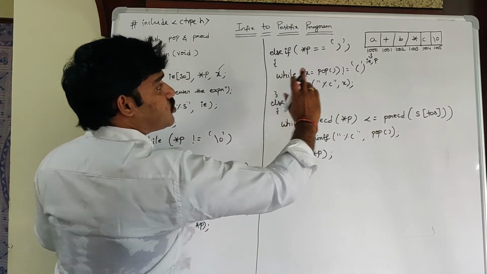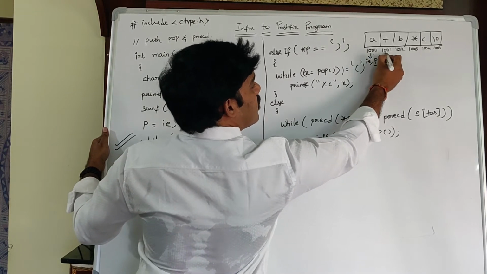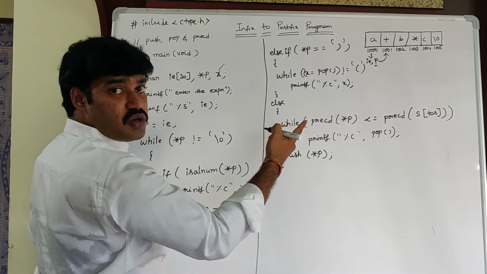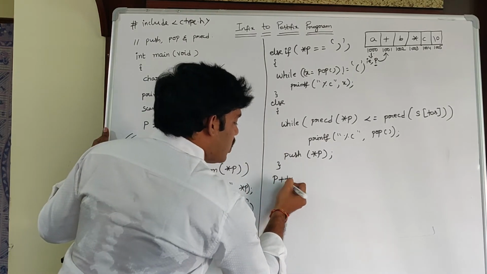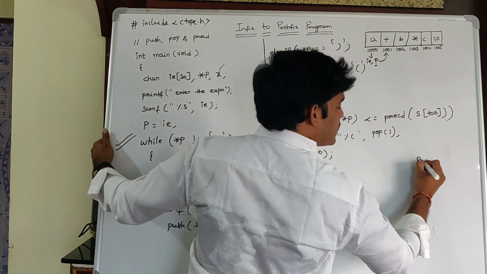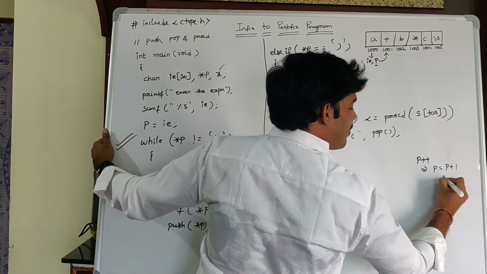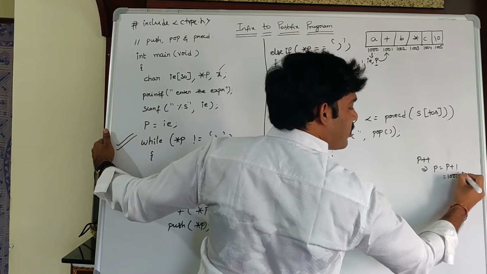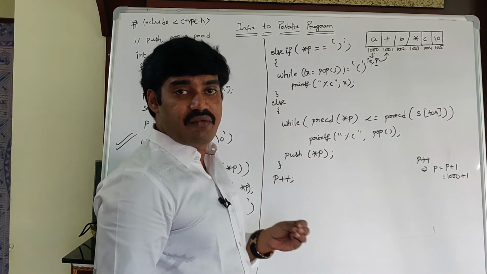After the first one is over, how to go to the next one? Initially p points to 1000. Next, it should point to which one? 1001. How to move? Simply p++. What is the meaning of p++? p = p + 1. What is the value of p? 1000. 1000 is a memory location, plus 1. I am adding 1 to the pointer variable.